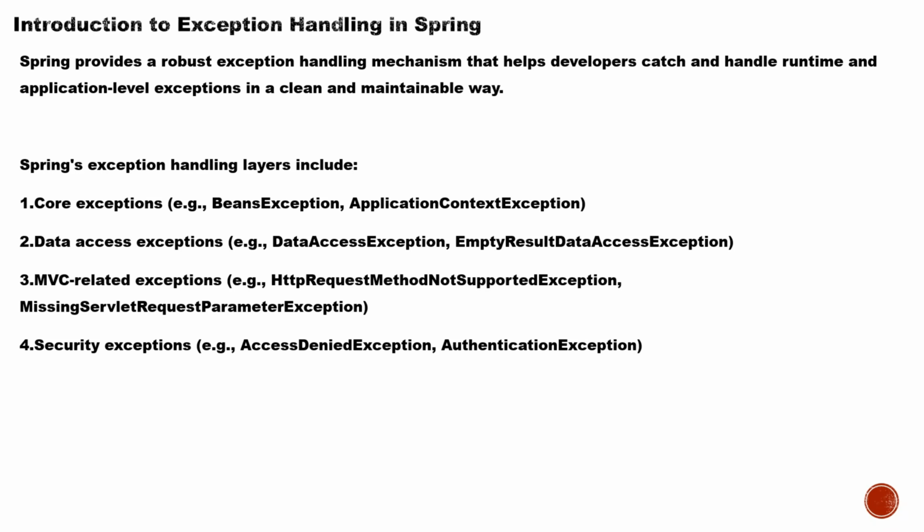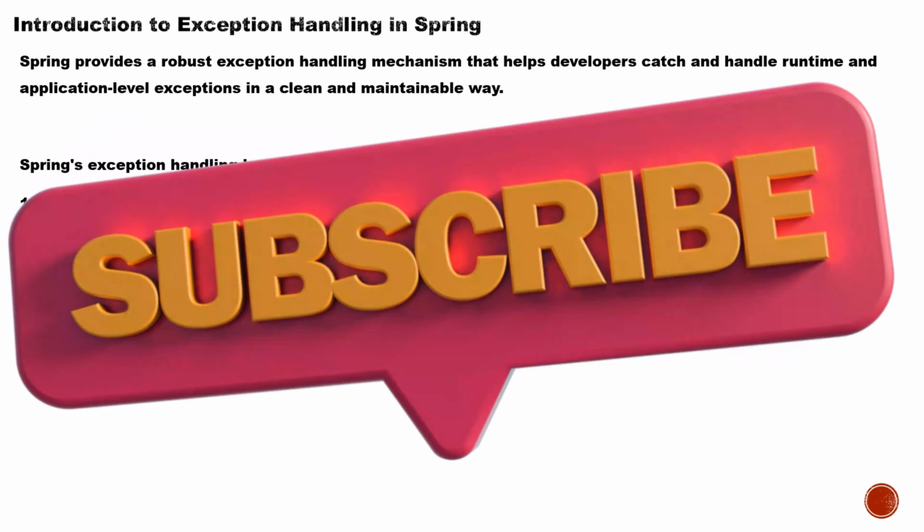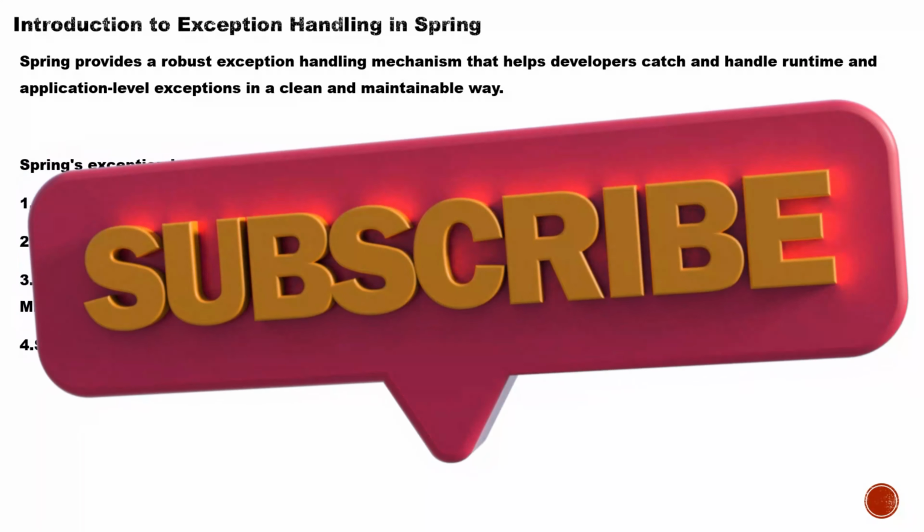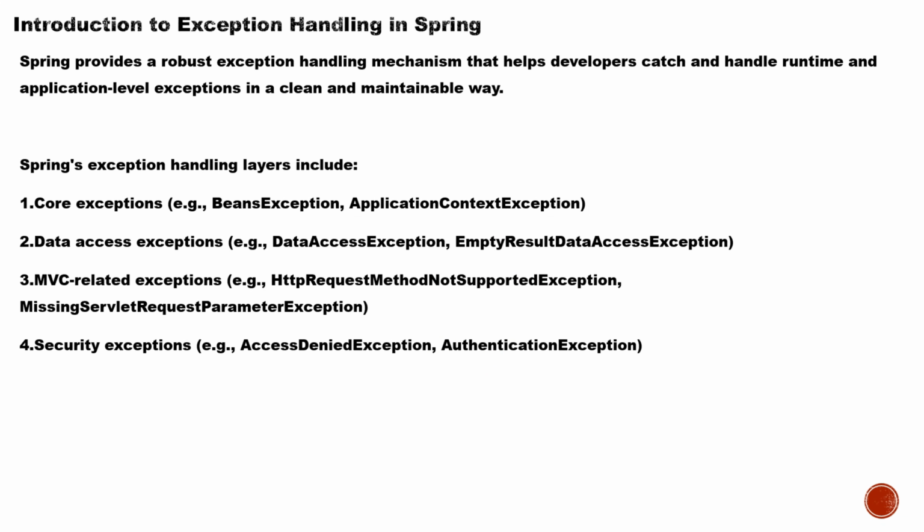Now, in Spring exception handling, there are different layers. These are core exceptions, the basic exceptions like BeansException and ApplicationContextException. We have data access layer exceptions, that is DataAccessException and EmptyResultDataAccessException. We have MVC-related exceptions, which are specific to MVC, like HttpRequestMethodNotSupportedException, where you are trying to call a different method instead of whatever you have written, and MissingServletRequestParameterException. Then security exceptions like AccessDeniedException and AuthenticationException.